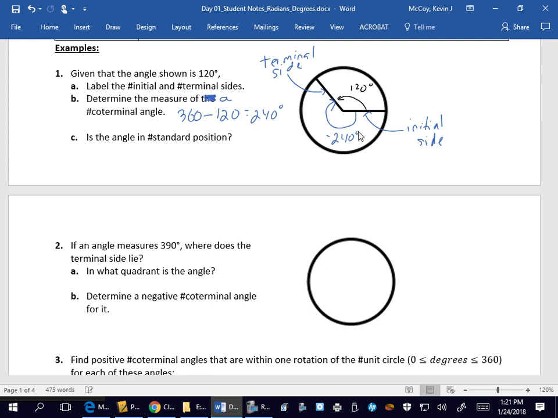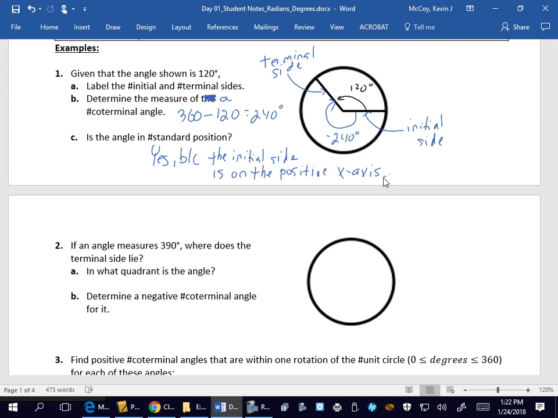Is the angle in standard position? Yes, it is in standard position because the initial side is on the positive x-axis. Or at least we could create it so that it is. Okay, hopefully that makes sense.